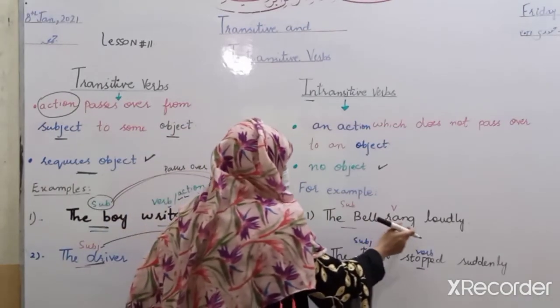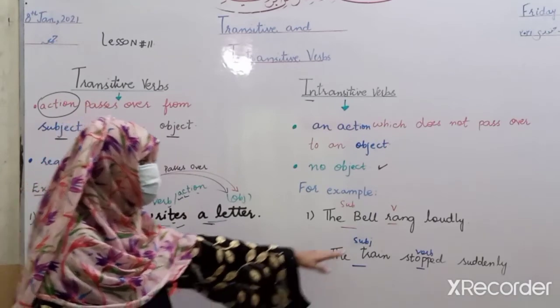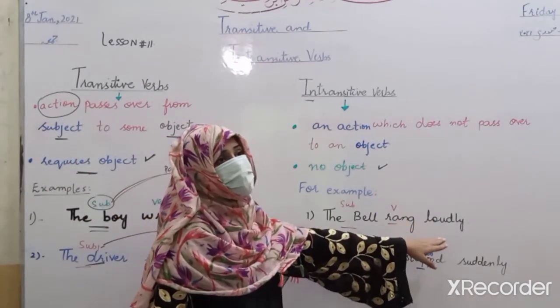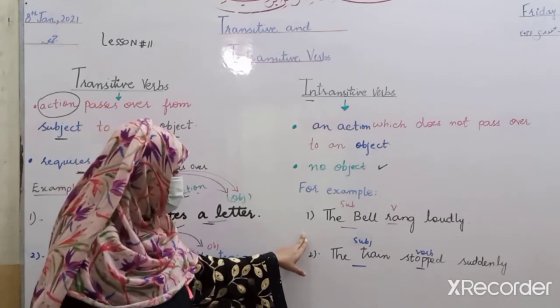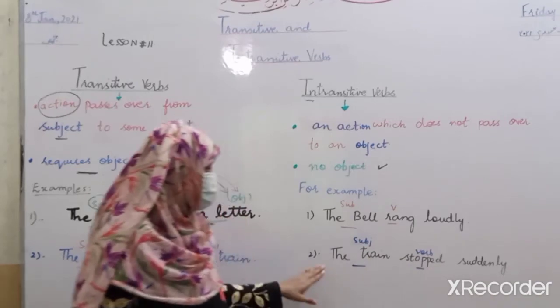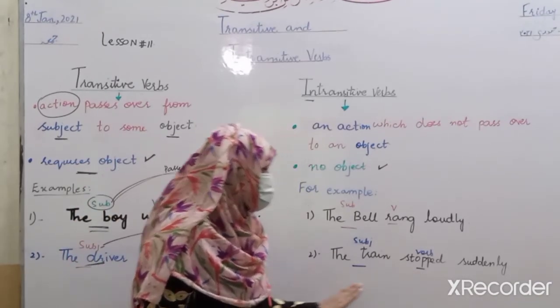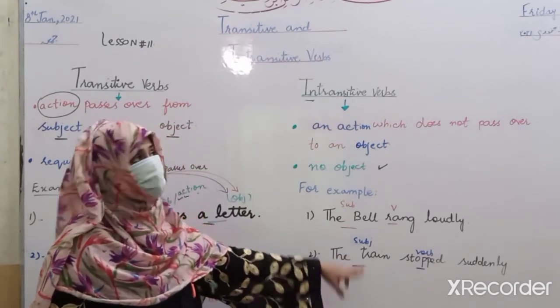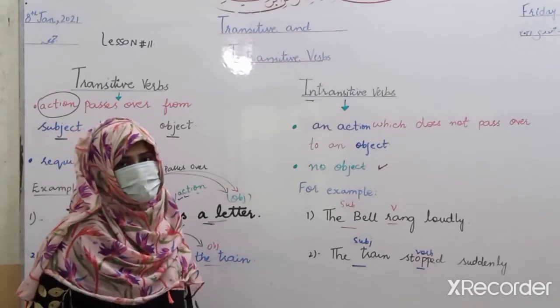The bell rang loudly. The bell is here the subject. Rang is my verb. So you can see that there is no object. So it is an intransitive verb. The next sentence is the train stopped suddenly. So here the train is my subject. Stopped is the verb. And there is no object, so it is in the category of intransitive verb.